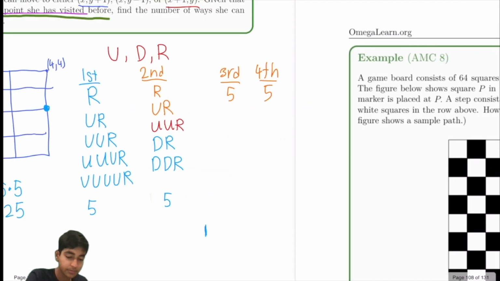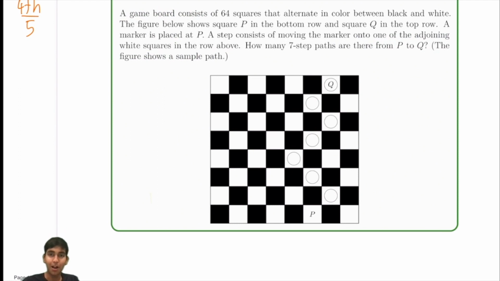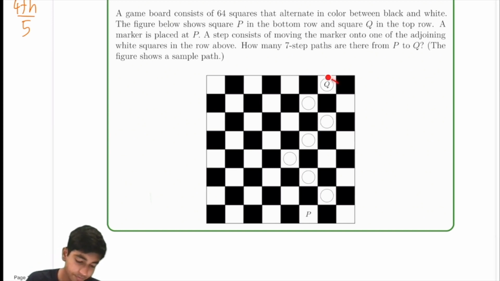Okay. Now let's look at our final problem from the AMC A. A game board consists of 64 squares that alternate in color between black and white. The figure below shows a square P in the bottom row and a square Q. A step consists of moving a marker onto one of the adjacent white squares above. How many 7-step paths are possible?